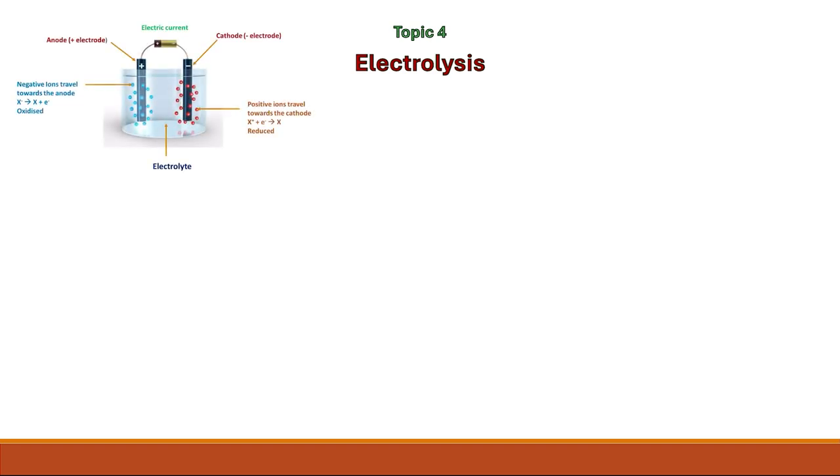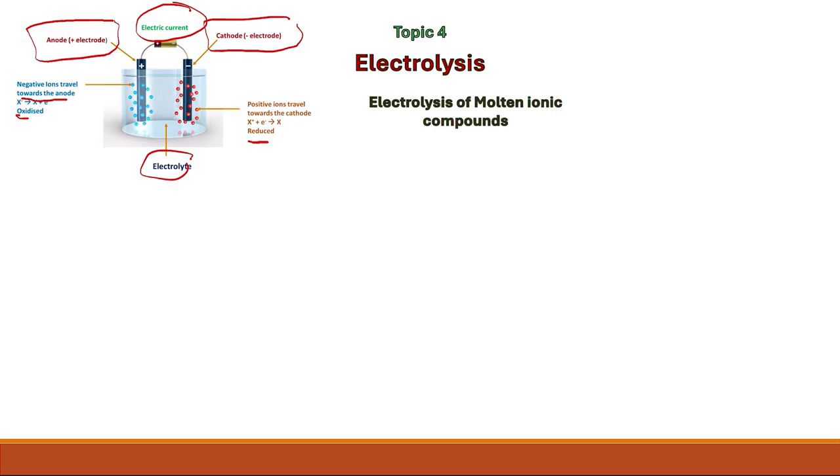Electrolysis. Remember that electrolysis is splitting by electricity, and in electrolysis we have an electrolyte, two electrodes, the cathode, which is the negative electrode, and the anode, which is the positive electrode, and we have an electrical current source. When electrolysis takes place, the positively charged ions will travel toward the cathode, where they are reduced as they gain electrons, and the negatively charged ions will travel toward the anode, or the positive electrode, and they lose electrons so they become oxidized. Electrolysis only occurs either in molten ionic compounds or in aqueous solution.